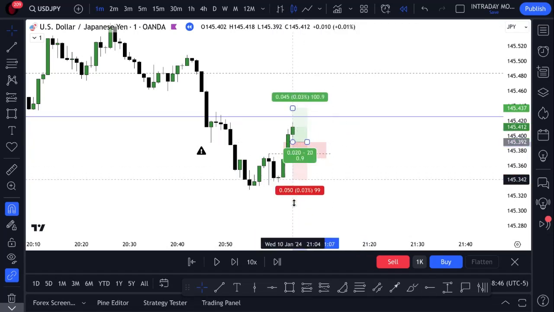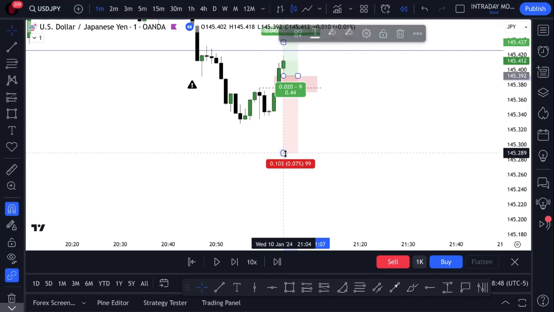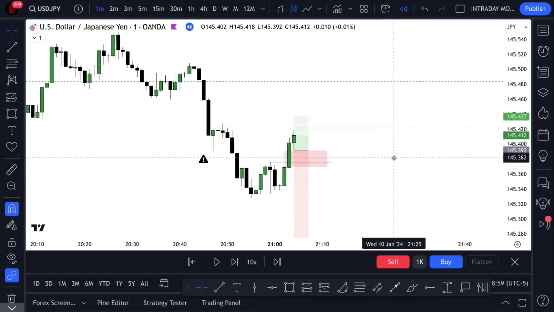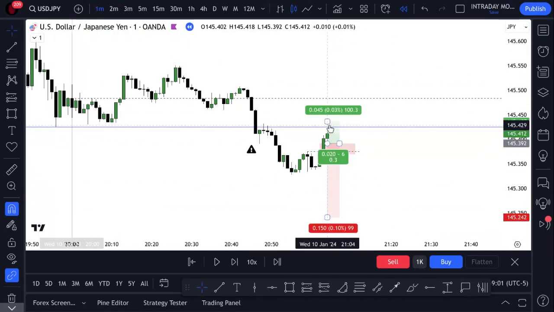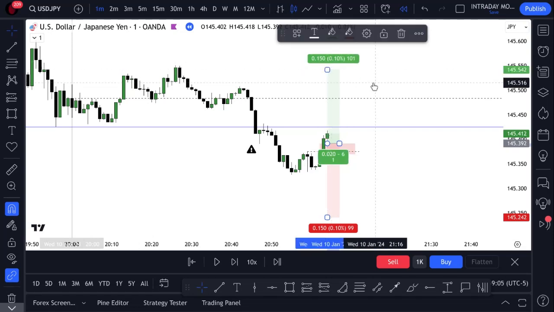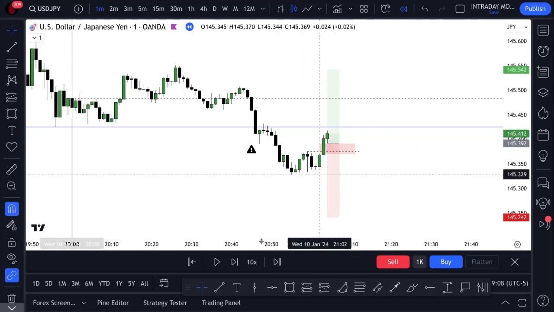And we're going to go for a 1-to-1. As always, 15 pip stop loss, 15 pip TP. You can change it up to your liking, but I'm just showing you what Deontay does. I don't want to confuse people. I'm just expressing to you how I find success with this model during Asian. So we're going to wait to see what happens now.